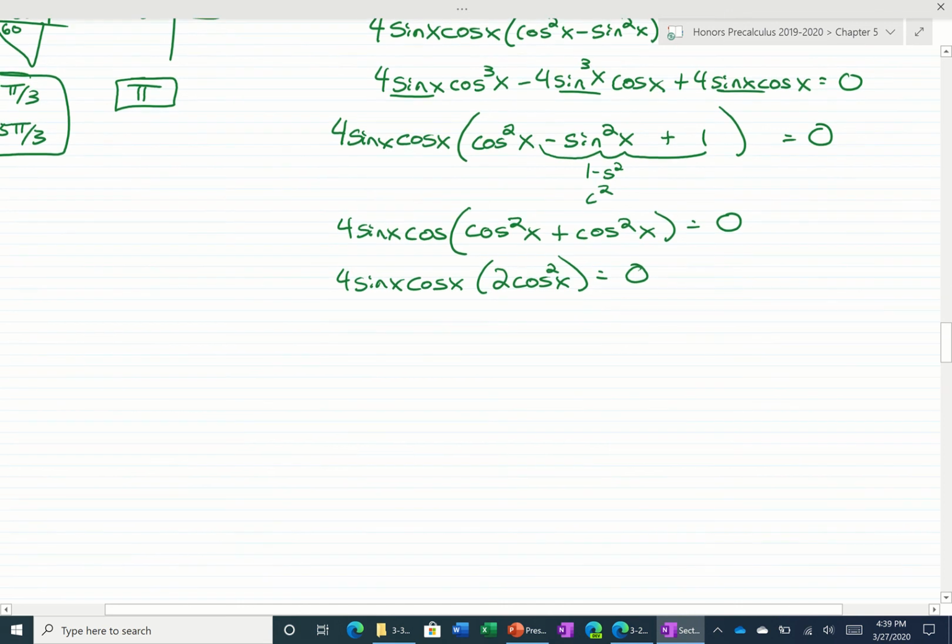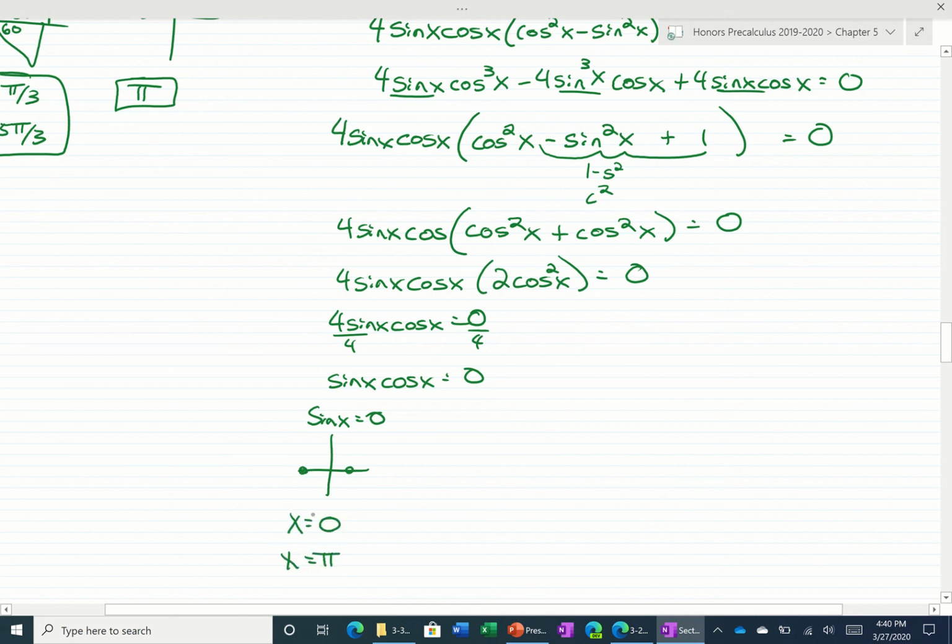Okay, so when is 4 sine of x cosine of x equal to 0? Or if we divide by 4, well, when is sine of x 0? Well, sine of x is 0 at 0 and at pi radians. Okay, when is cosine of x 0? Cosine of x is 0, that's the x value, at pi over 2 and at 3 pi over 2.